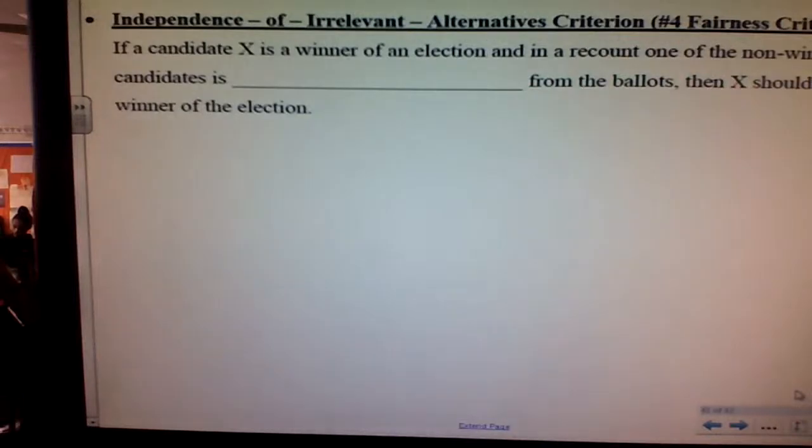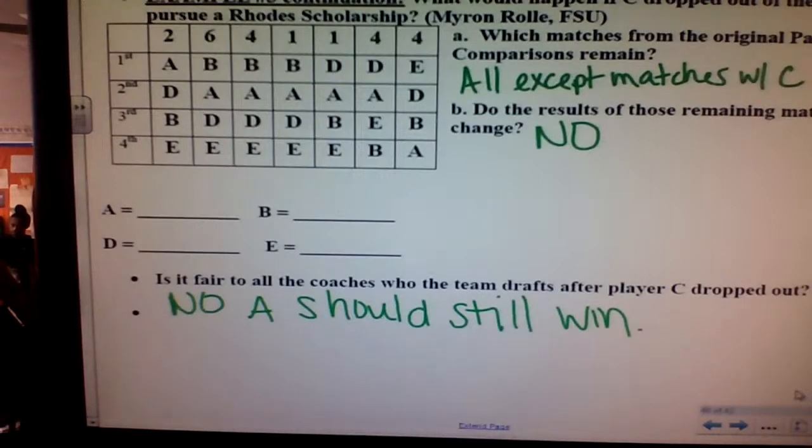So that brings us to your last criteria. Was that all except matches with C? One vocabulary. So we keep everything but the matches with C.